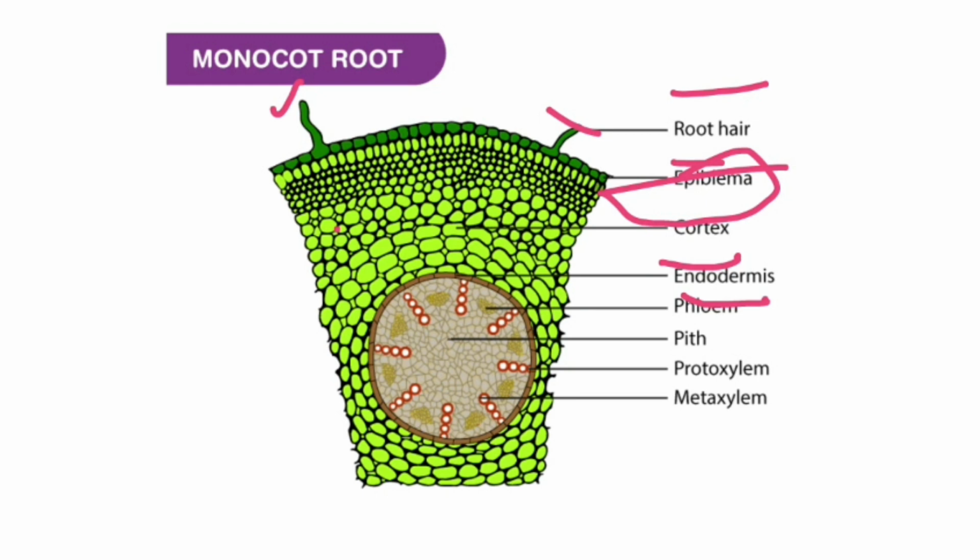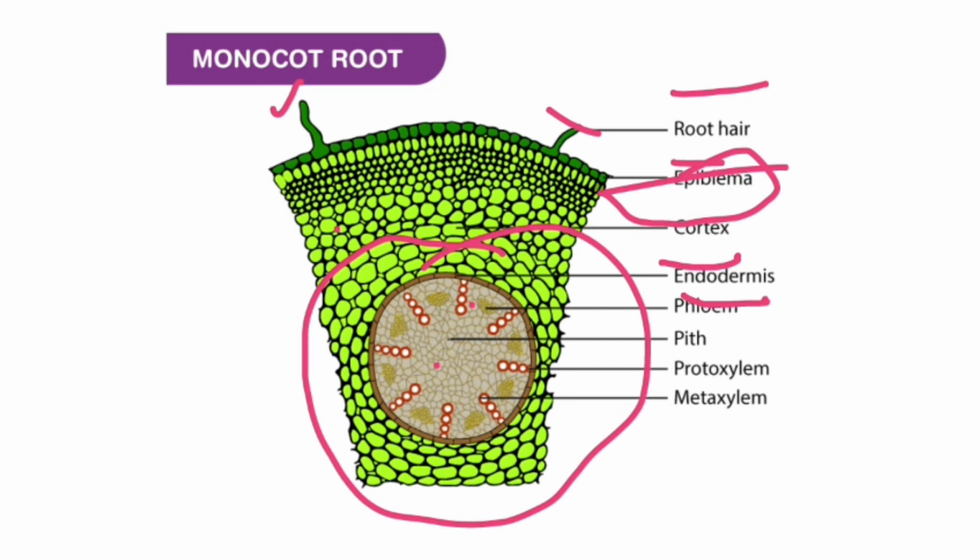Next is a zone of pericycle. It is present below the endodermis, and it is composed of single layered sclerenchymatous cells which are intermixed with parenchyma. Next is the zone of vascular bundle, and vascular bundles in case of monocot root are arranged in the form of a ring around a central pith, and this arrangement is called polyarch.